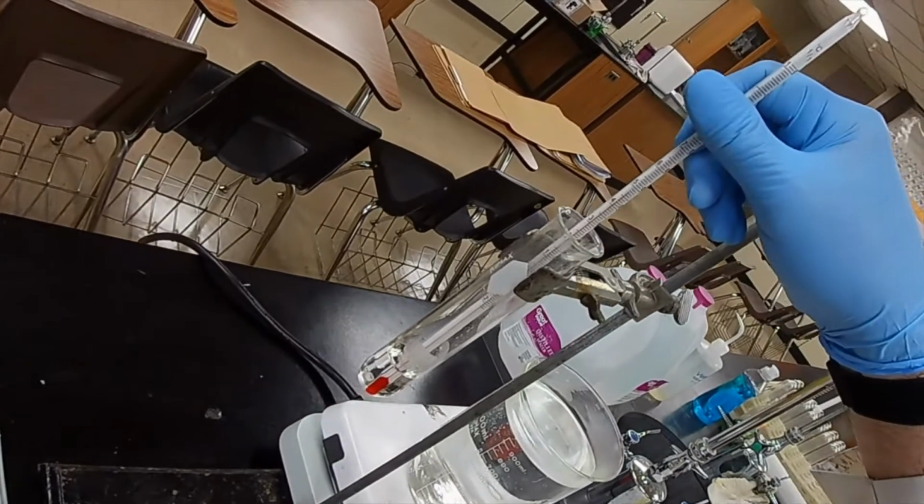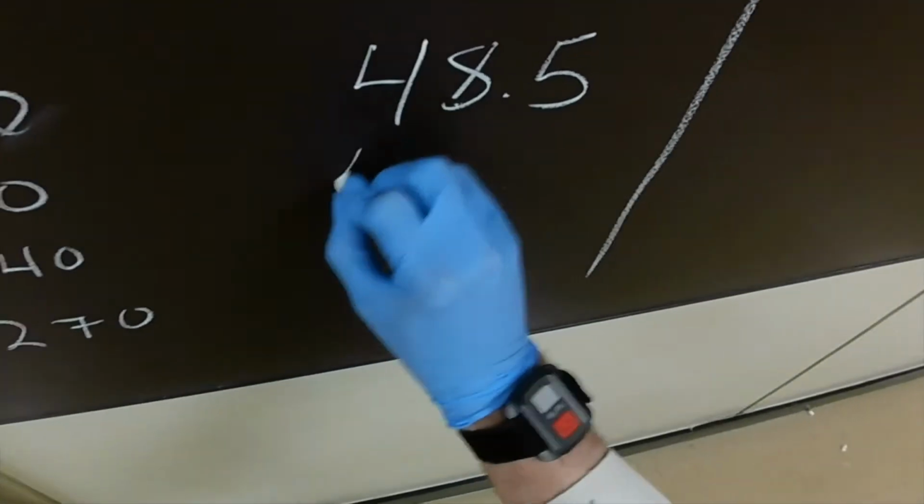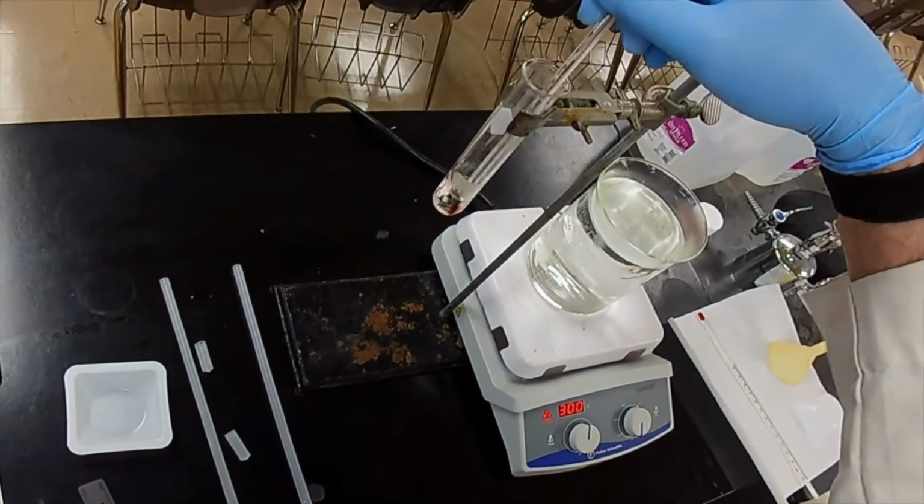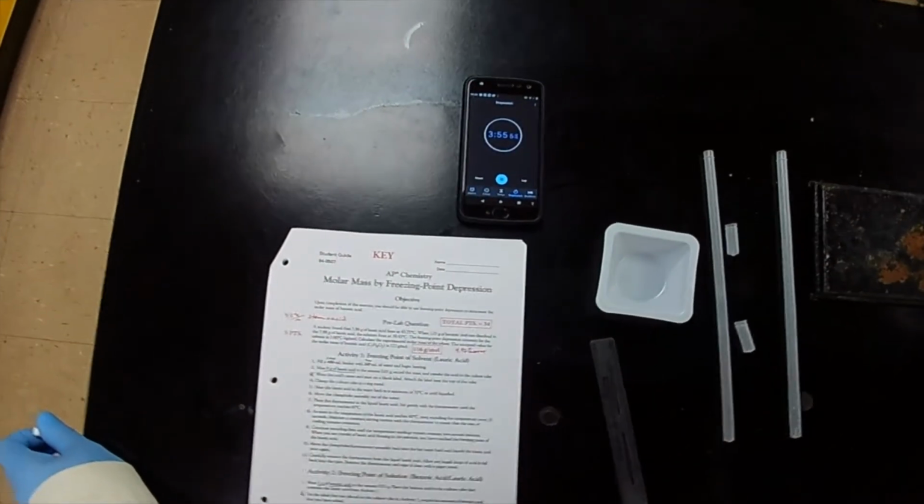And this is 47. Now, I see some solid forming in there, but it's not forming in the liquid. It's splashed up on the walls of the tube. So that's not the freezing point. It has to occur inside the material.